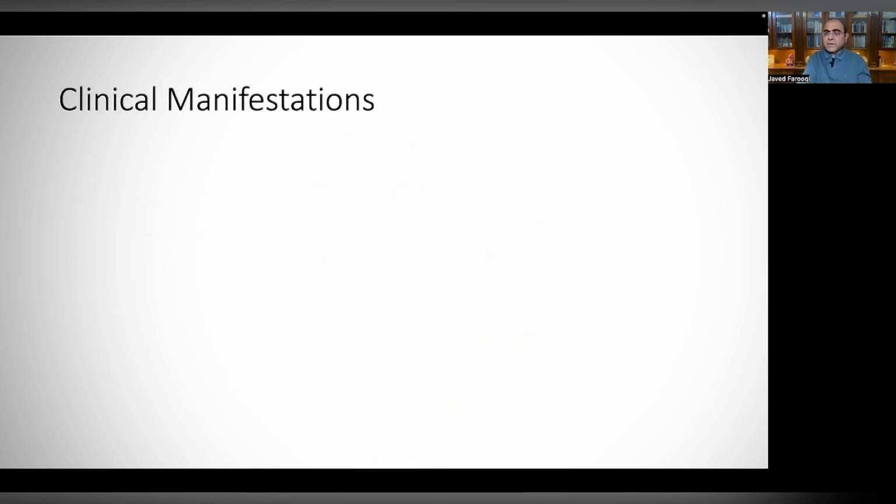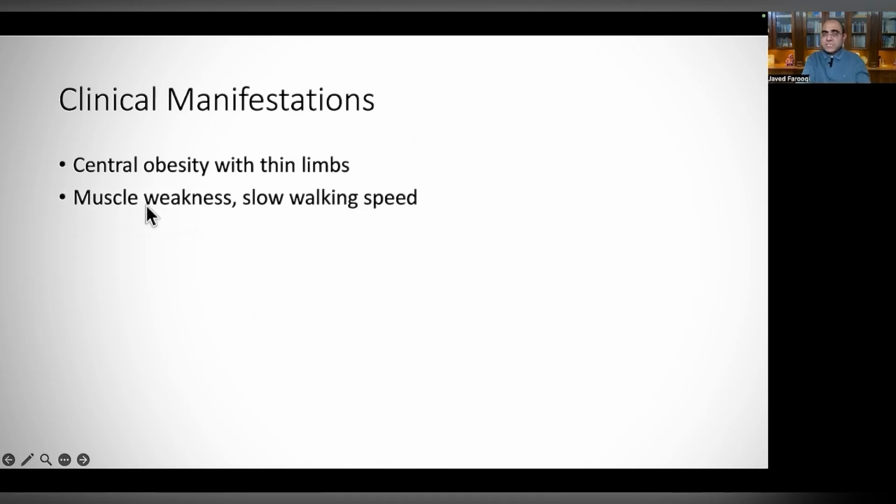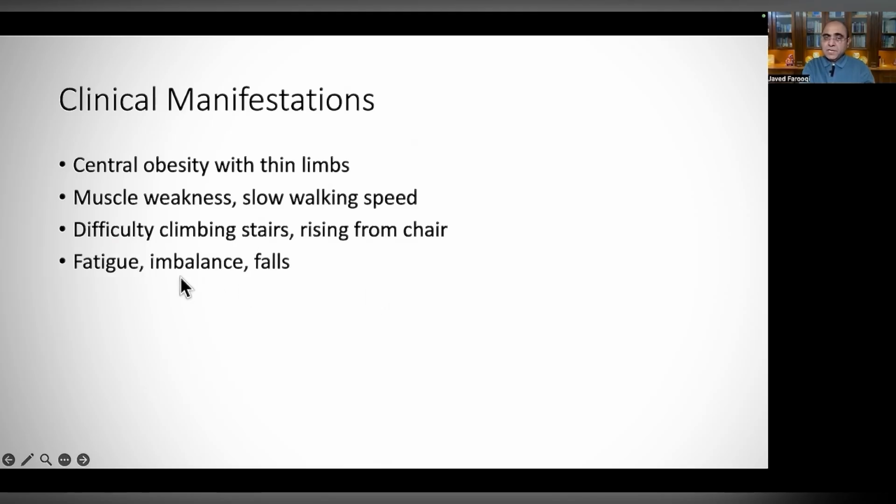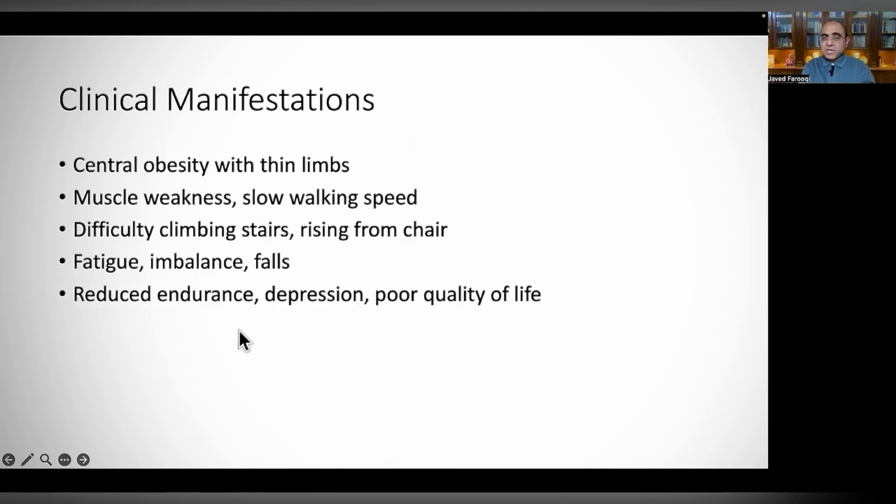What are the clinical manifestations of sarcopenic obesity? There is central obesity with thin limbs, muscle weakness, slow walking speed, difficulty in climbing stairs and rising from a chair, fatigue, imbalance, falls. There is reduced endurance, depression, and poor quality of life.